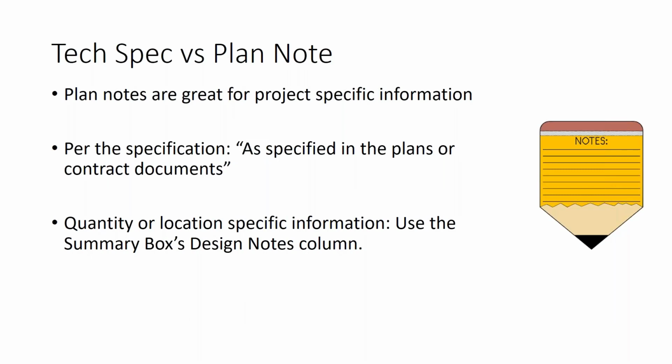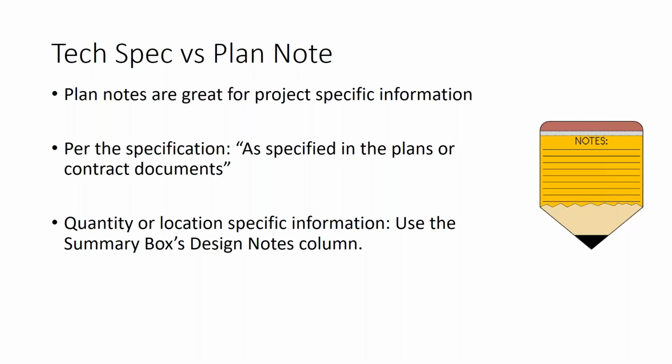Okay, so when do we want a text spec and when do we need a plan note? If you remember, I had started off with describing what a complete specification included: the description, the materials, construction, measurement, and payment. So plan notes are great for project-specific information. They're great when the specification says, as specified in the plans or contract documents.